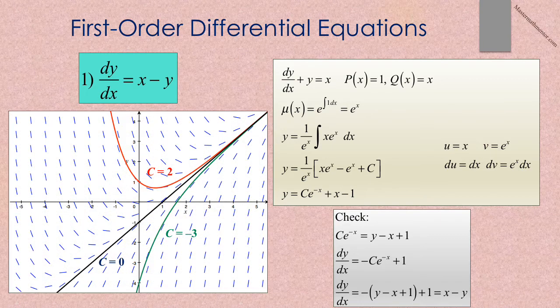As a further verification, here is the slope field for dy dx equals x minus y. We show three specific solutions. The red at c is equal to 2, the green at c equals negative 3, and the black at c equals 0. And if c equals 0, then our solution is just the line y equals x minus 1.